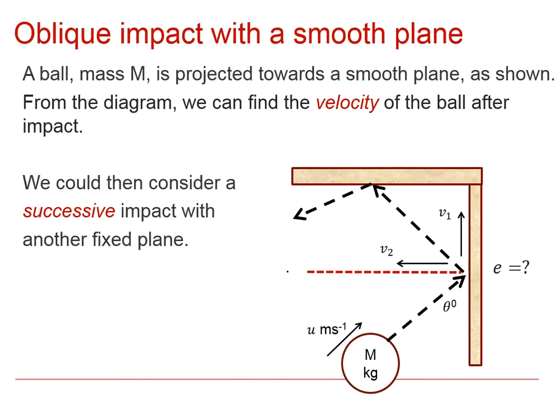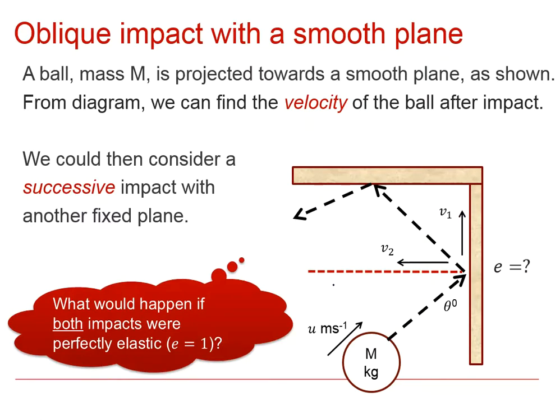So if we have a ball of mass m projected towards a smooth plane like this, we can find the velocity after the impact by looking at the component parallel to the plane here, which remains unchanged, and perpendicular to the plane. After that impact, we can then think about another impact and what happens with that. And we treat each of these collisions separately in order to find out what the speed is and the velocity is after both impacts. This is collisions with smooth surfaces, and you can imagine this like looking down on a snooker table, and here's the ball rebounding off two of the sides of the snooker table.